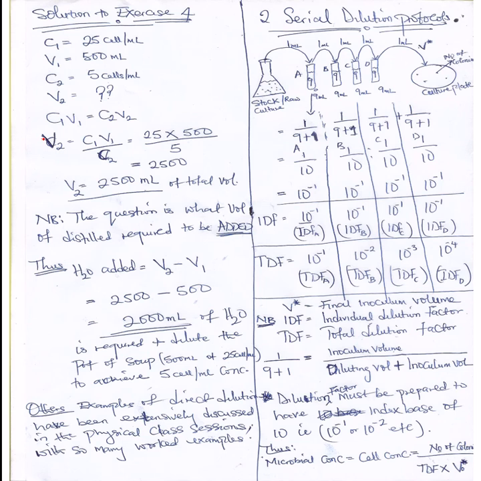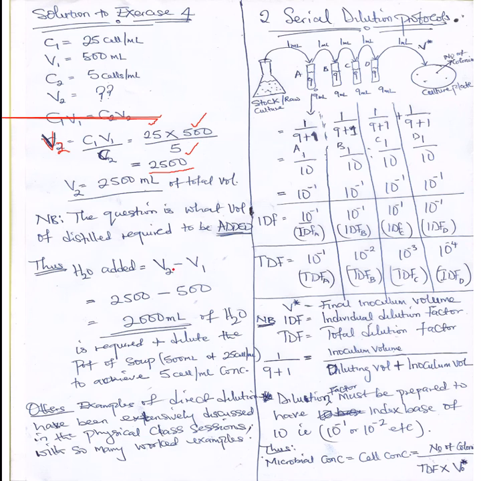Having said that, first of all, you find V2. Since C1 is given, V1 is given, C2 is given, and V2 is not given, you look for V2. Make V2 the subject of the formula. When you do that, you have C1 times V1 all over C2. When you extract those values and place them properly, you have 25 times 500 over 5. When you do the arithmetic, you will have 2,500 ml. This V2 is 2,500 ml, the total volume after that volume was added.